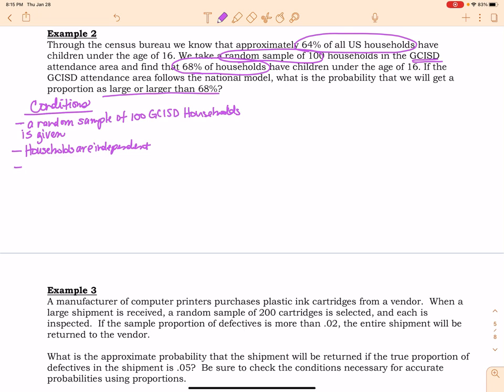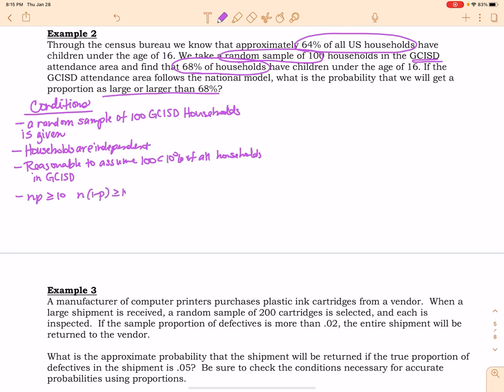And it's probably reasonable to assume 100 is less than 10% of all households in GCISD. We don't know that for sure because I don't have how many there are, but it's pretty reasonable to assume that. And then of course I'm going to look at my np rules, because remember, in order to say using normal is okay, my sample has to be big enough based on at least 10 of one category and 10 of the other.